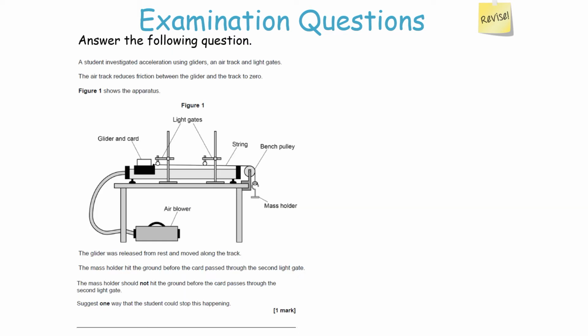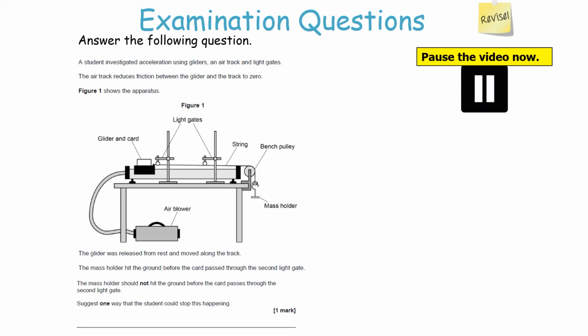Next question. The glider was released from rest and moved along the track, and like mentioned before, the mass holder hit the ground before the card passed through the second light gate. The mass holder should not hit the ground before the card passes through the second light gate. Suggest one way that the student could stop this happening. So pause the video now, then unpause the video when you want to go through the answers.